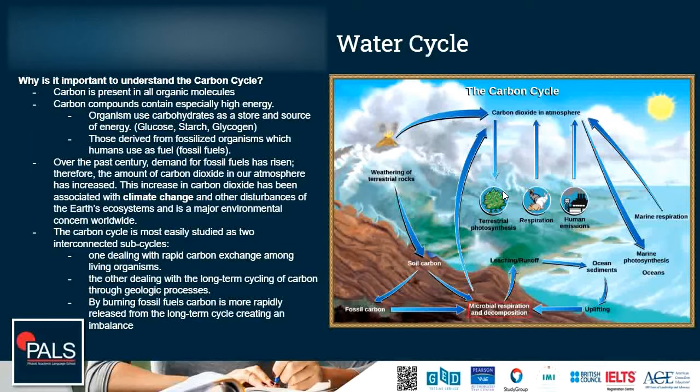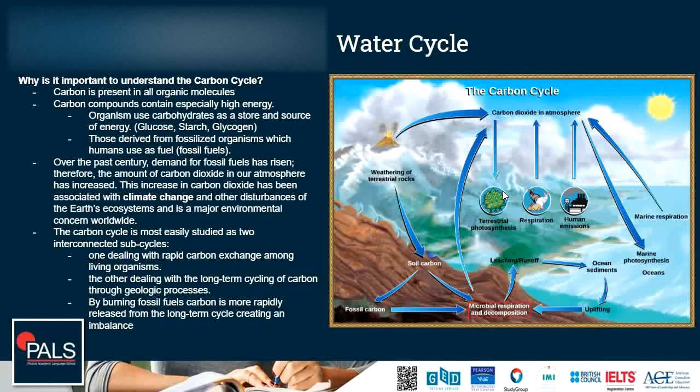Why it is important to understand the carbon cycle. The carbon cycle is probably the most important to understand for the GED science test, especially because it links in a lot with human impacts on the environment. The carbon cycle is one of the cycles which humans have a large impact on and which we have changed over the past 100-150 years quite a bit.